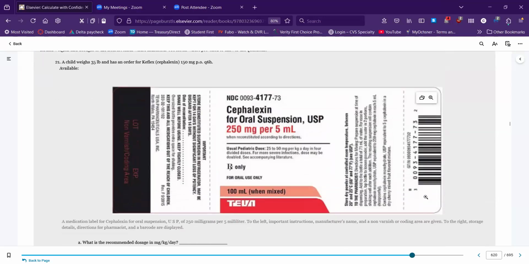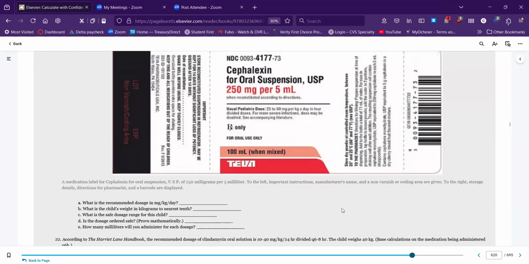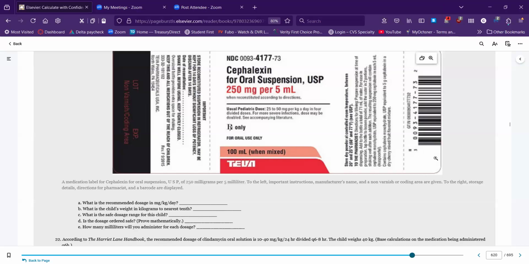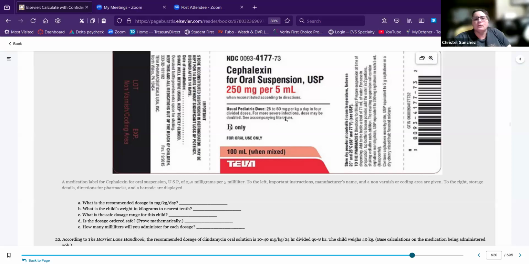Is it 25 to 50 milligrams per kilogram a day? So it's in here. Yes, look right under the usual, where it says usual pediatric dose, under the 250 milligrams per 5 mL. Oh, okay, I see it. So can everybody see that? The usual pediatric dose, which is your recommended safe dose range, is going to be 25 milligrams to 50 milligrams per kilogram per day in 4 divided doses.